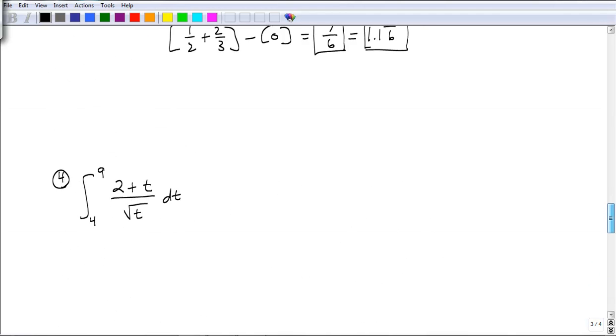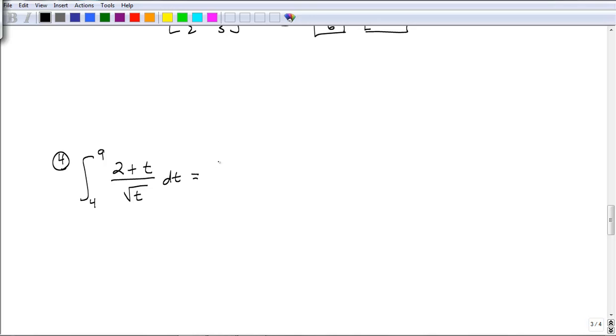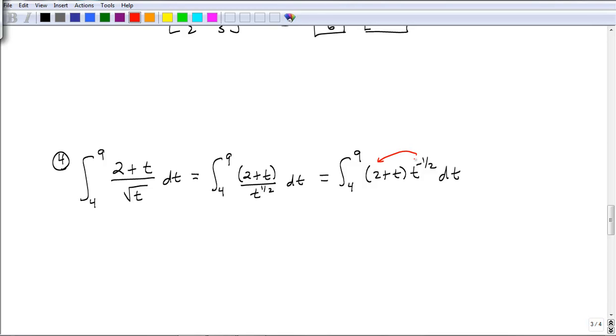Number 4. Well, the first thing I'm going to do is rewrite this as 2 plus t. Now the square root of t is t to the 1/2, but I haven't put it on top yet. I can simplify this some more. A t to the 1/2 on the bottom is t to the negative 1/2 if I bring it to the top. But now I can distribute this t to the negative 1/2 inside the parentheses.